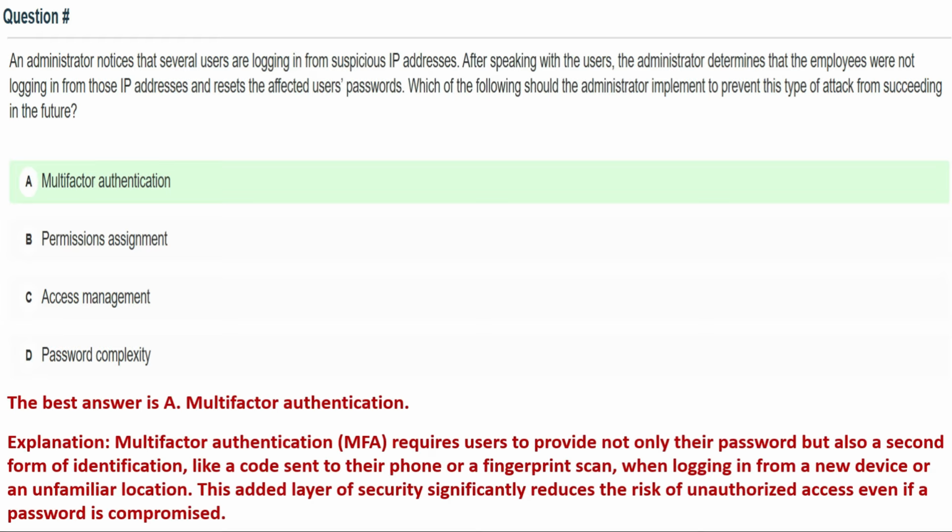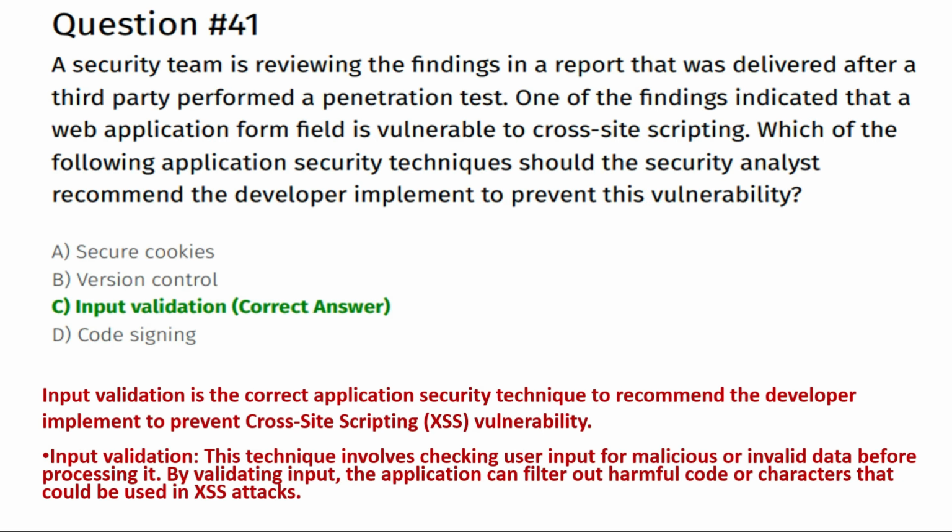So that's why the correct answer for this question is option A, multi-factor authentication. And this is a question. A security team is reviewing the findings in a report that was delivered after a third party performed a penetration test. One of the findings indicated that a web application form field is vulnerable to cross-site scripting. Which of the following application security techniques should the security analyst recommend a developer implement to prevent this vulnerability?